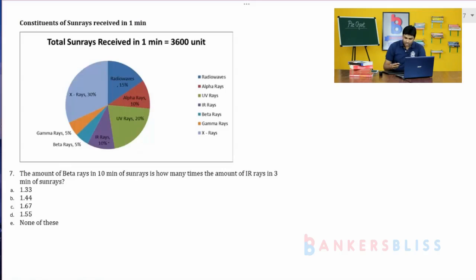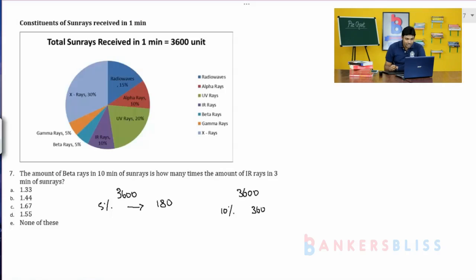Okay, see here, 5% is the beta raise, so that is calculated on 3600. So 5% on 3600, how much are you going to get? 10% means 360, 5% means half of 360, that is 180. Next, IR raise is calculated on 3600. IR raise means how many percentage? 10 percentage. 10 percentage means 360.